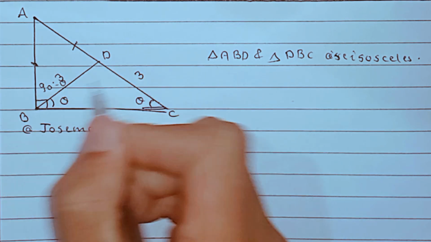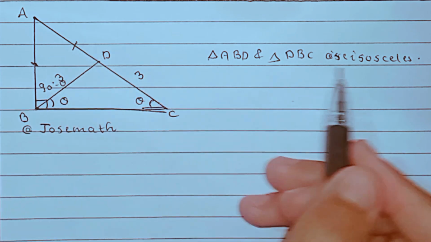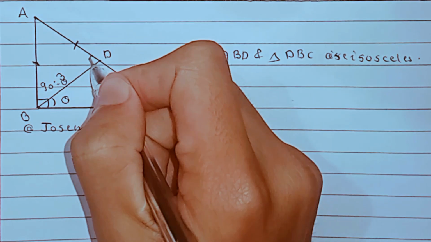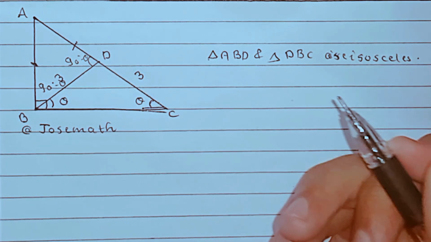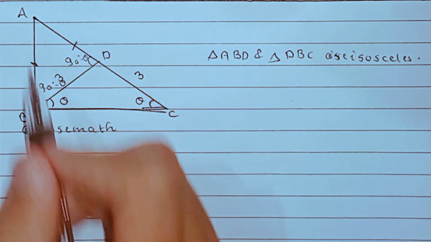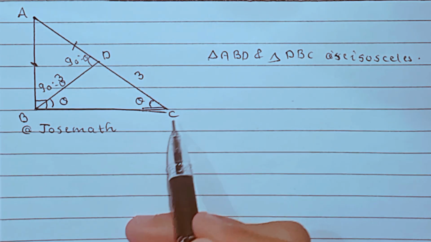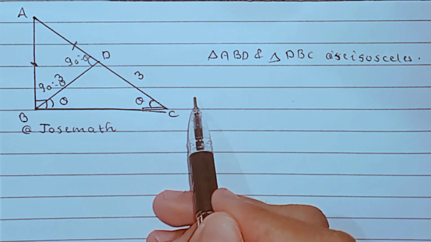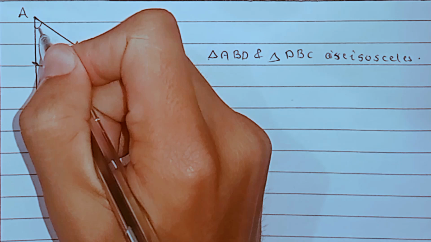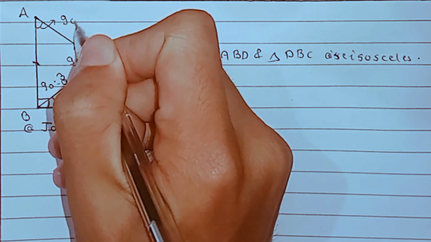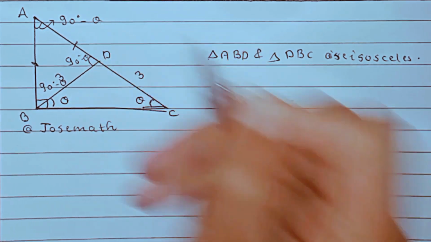Similarly, this triangle is also an isosceles triangle, so the other angle opposite to it will also be 90 degrees minus theta. Now what we can write here is that angle A, angle B and angle C have a sum of 180 degrees, but we have a 90 here, so automatically the remaining angle, which is angle A, will be 90 degrees minus theta.